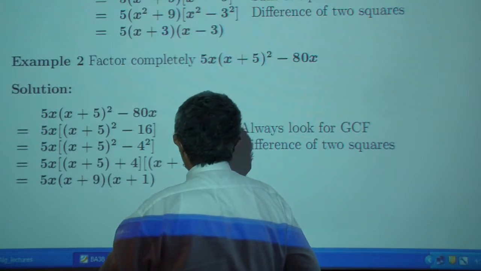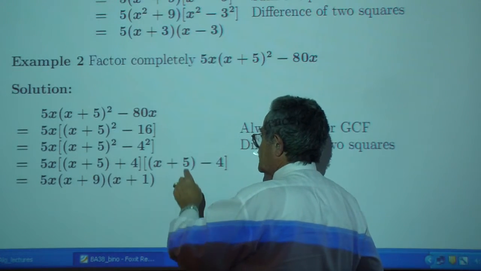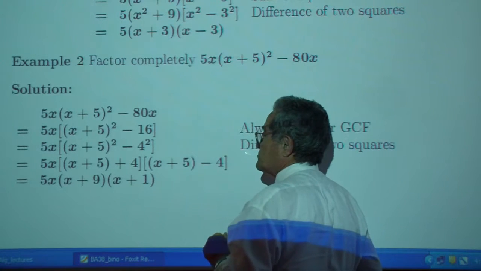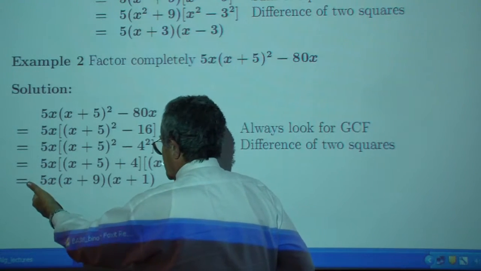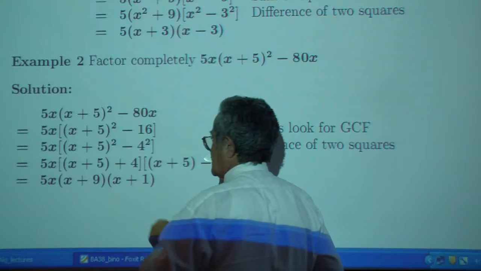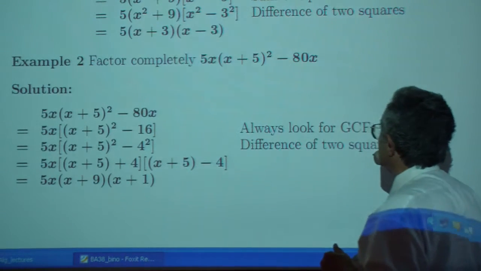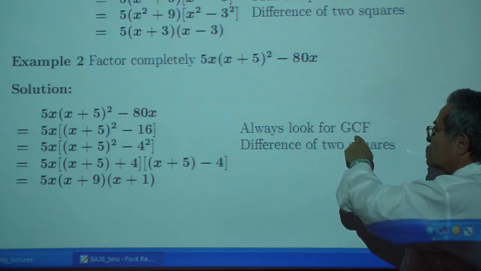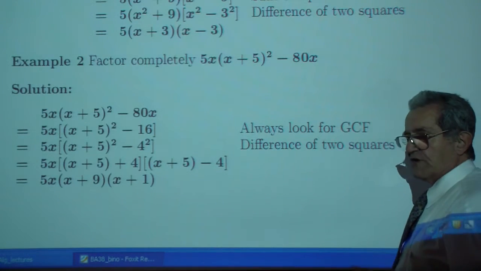You don't need parentheses here. You don't need these parentheses. And 5 minus 4 is 1. So you could rewrite this as 5x times x plus 9 times x plus 1. Always look for the greatest common factor. Always.